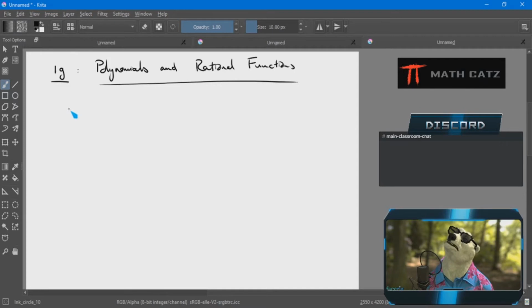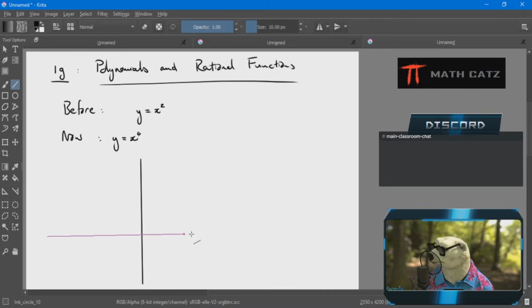functions that are similar to the quadratic function before we looked at, y equals x squared. We can look at y equals x to the 4. And although it's not a parabola anymore, its graph is very similar to the parabola, where I sort of see them as the same shape. Admittedly, they're not exactly the same shape, but they are very similar.